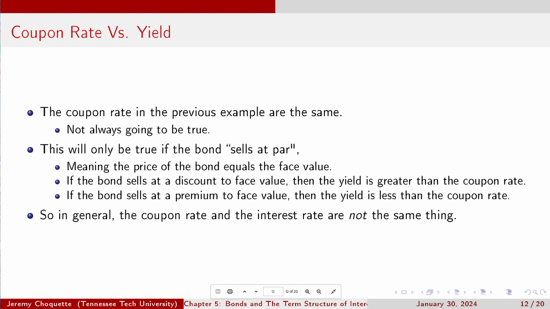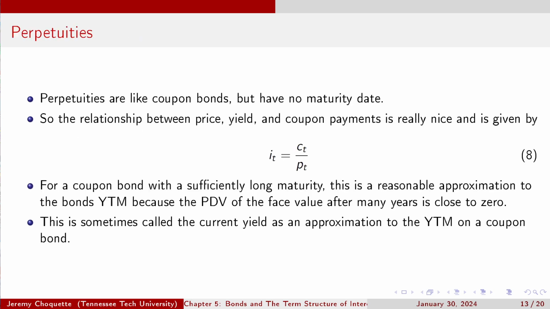Now, the coupon rate and the yield in the previous examples are the same, but that's not always going to be true. This will be true if the bond sells at par, meaning the price of the bond equals the face value. If the bond sells at a discount to face value, the yield is greater than the coupon rate. And if the bond sells at a premium to face value, the yield is less than the coupon rate. So in general, the coupon rate and the interest rate are not going to be the same thing.